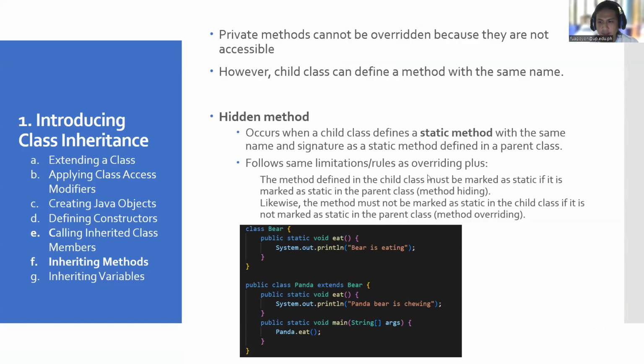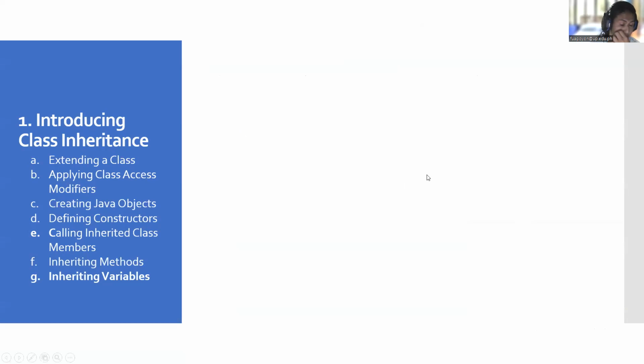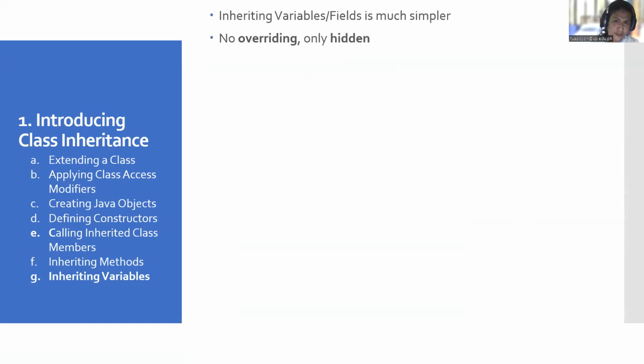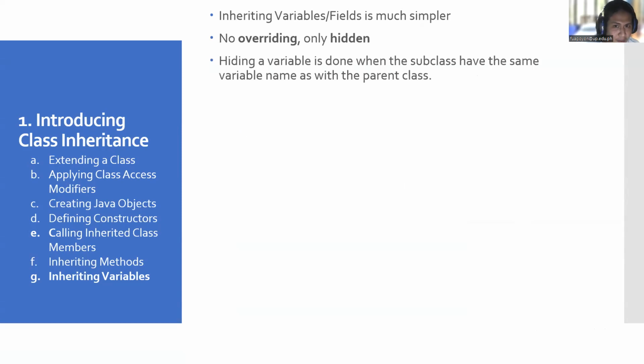Okay, let's proceed with the next one, inheriting variables. This one is much simpler compared to inheriting methods. In your variables, there is no overriding, only hidden variables. So you don't override the methods, no? You just only hide them. Hiding a variable is done when the subclass has the same variable name as the parent class.